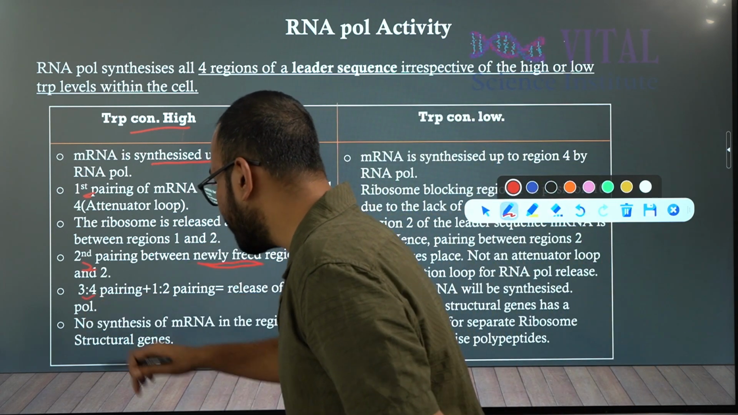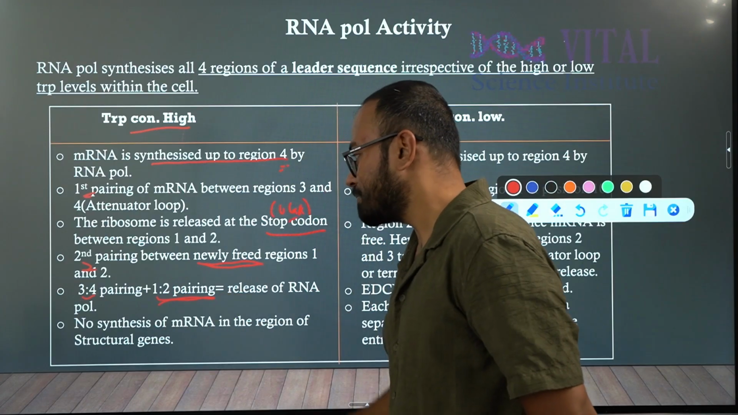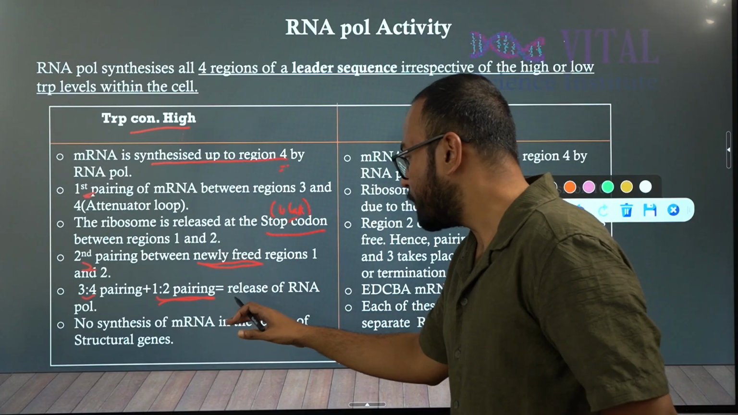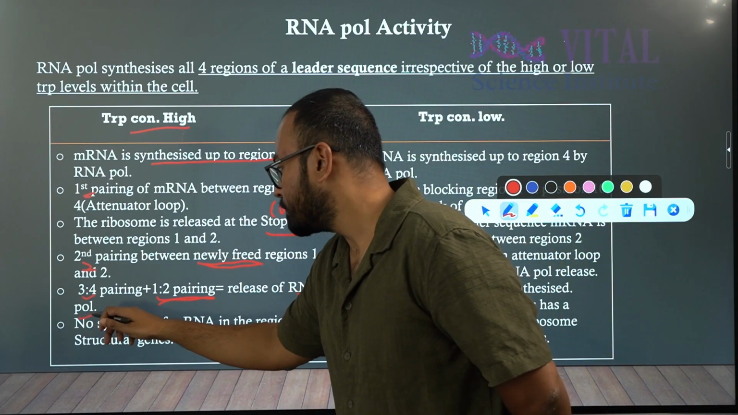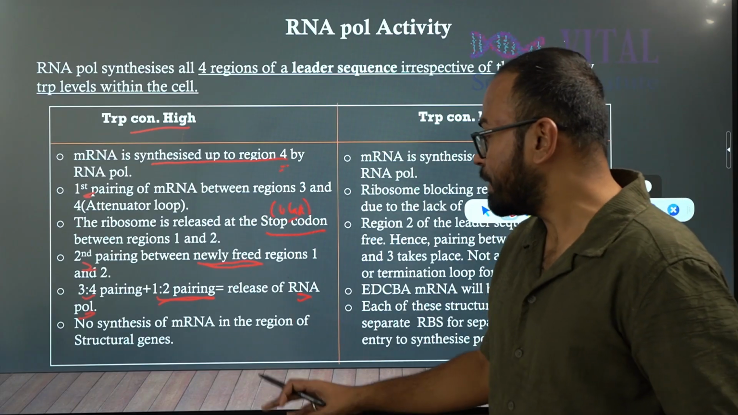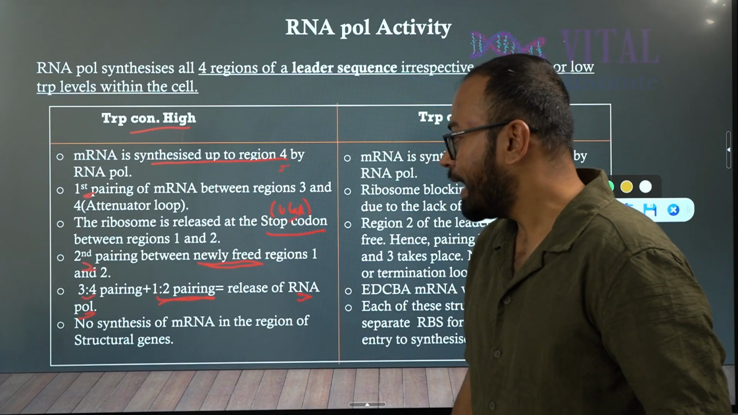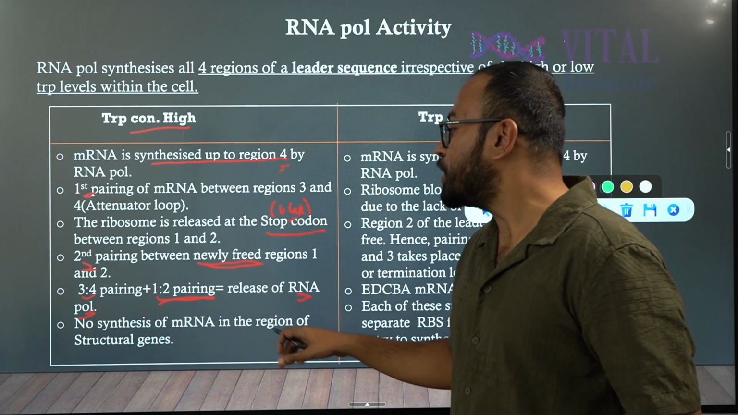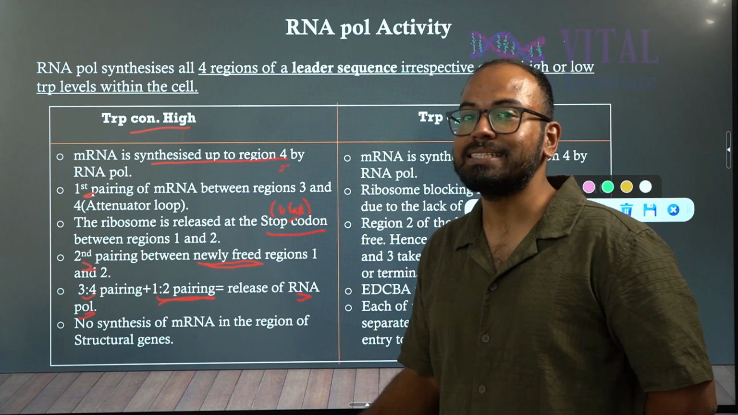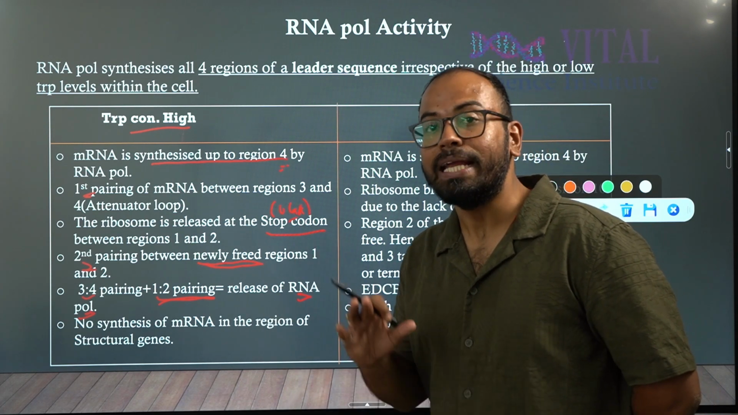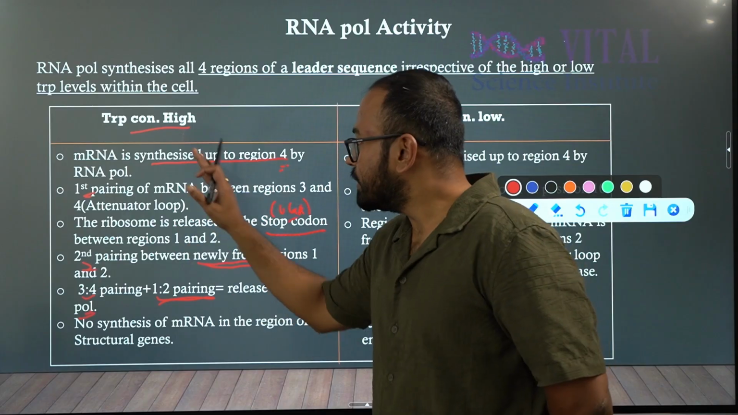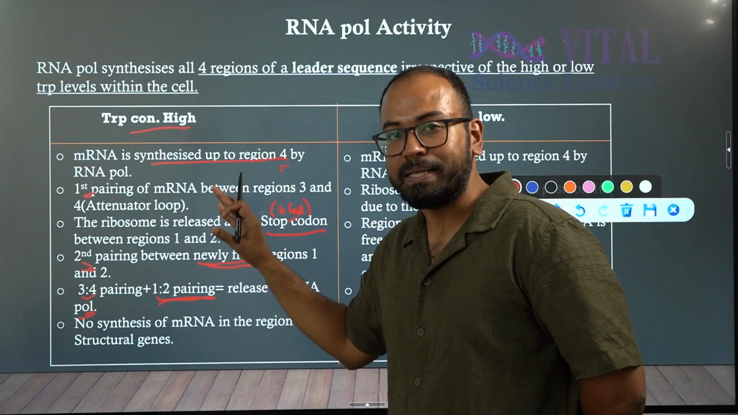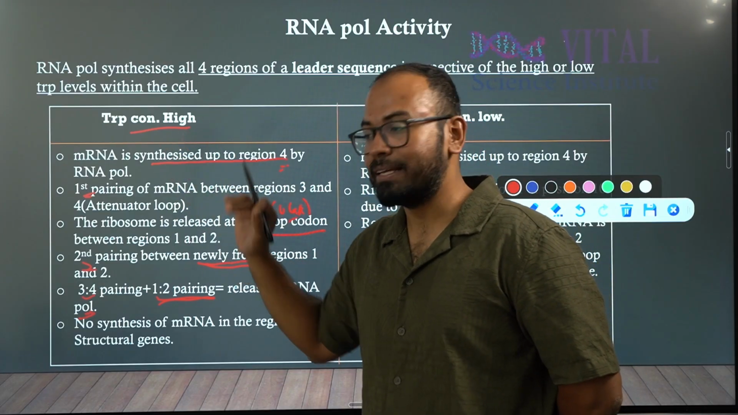Now, 3:4 pairing plus 1:2 pairing. One is the attenuator loop. These two pairings will help in the release of RNA pol. And as a result, no synthesis of mRNA in the region of structural genes will take place, as RNA pol is being removed in a rho-independent manner. This is the mechanism at the transcriptional level of how the regulation takes place when tryptophan concentration is high.